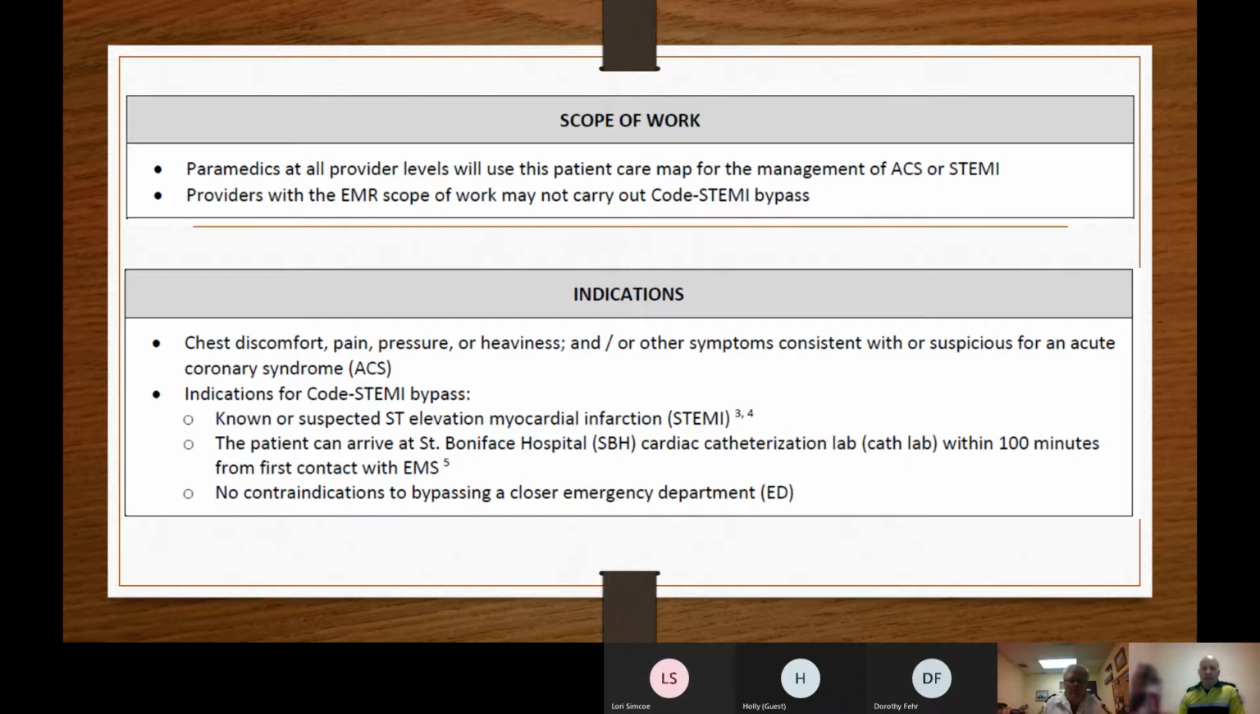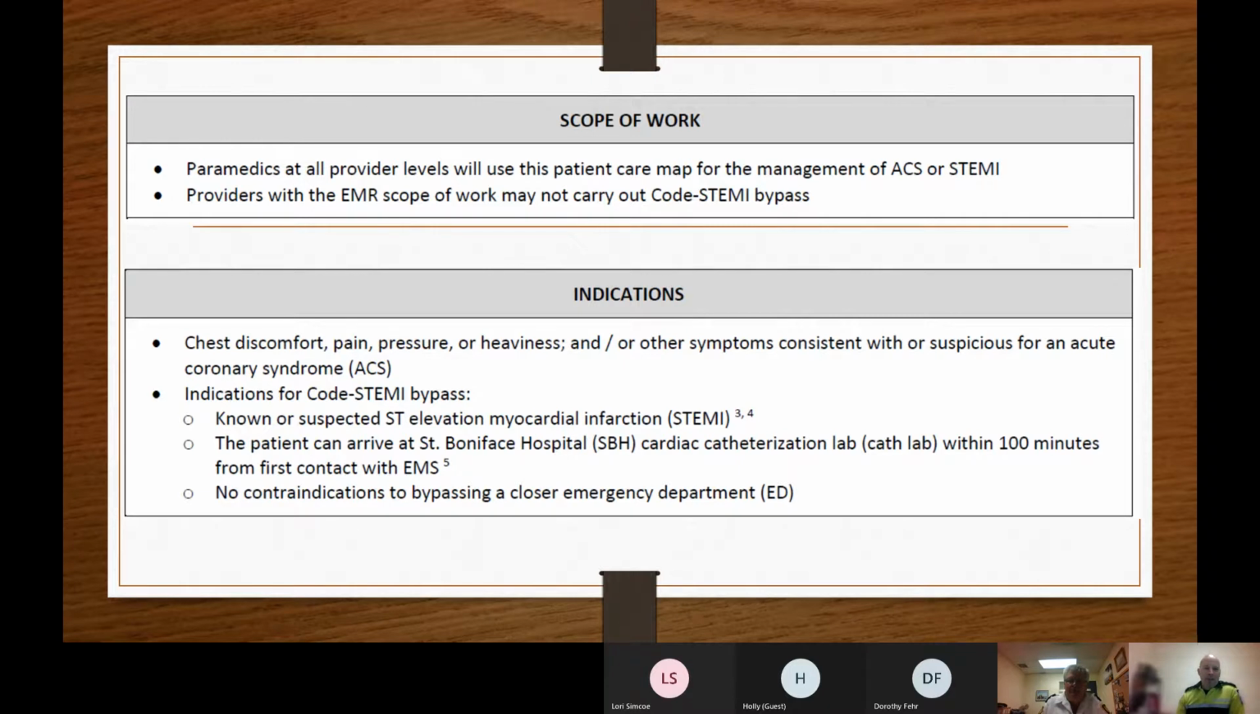The big thing to remember with this care map versus the stroke bypass protocol is that with stroke bypass, it's when symptoms start. For the STEMI bypass, it's for when we arrive at the door. So it's 100 minutes from when we get to scene. They could have been having pain for the last 2 days. If they just got tired of it and called us now, that's when the clock starts ticking. It's not when it started 2 days ago. So that's a big thing to keep in mind when it comes to looking at your timelines.